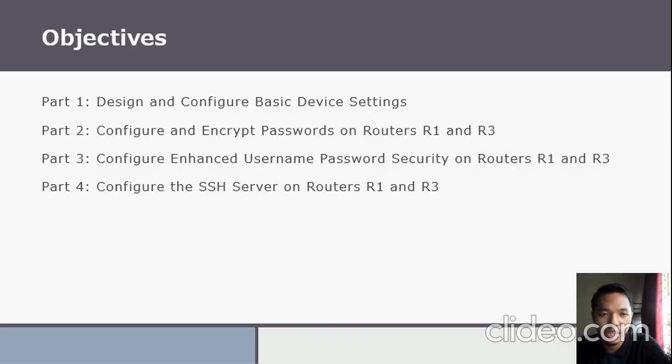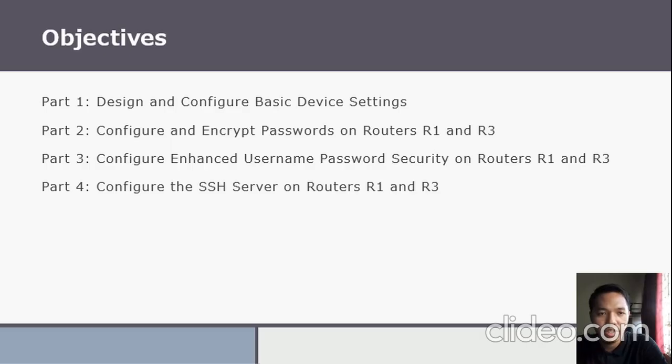So here are the objective that is divided into 4 parts that we need to do in this problem-based task. For part 1, we need to design and configure basic device settings. So this part 1 is specifically for the routers and for PCs, which we will put the interface and we will assign the IP address on both PCA and PCC. And also we will make sure that all the configuration is made correctly.